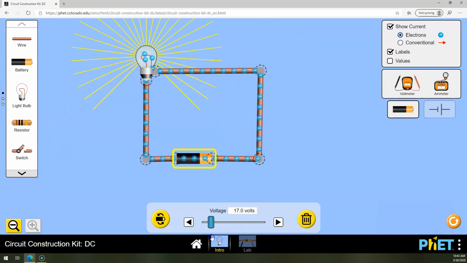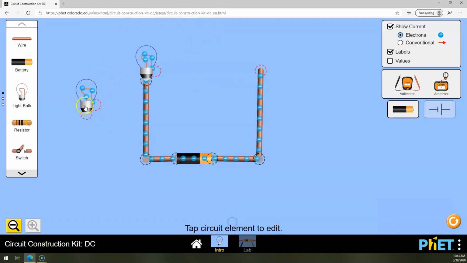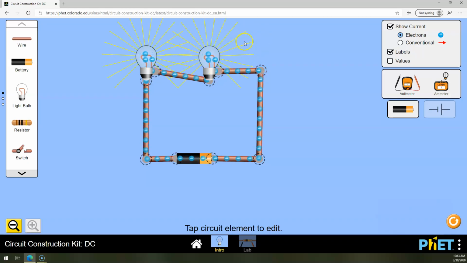Okay, so now we've got these flowing charges going around. Well, what if I wanted to add another light bulb? And let's first do this. Let's look at the brightness of this light bulb. And let's compare it to if I put 2 light bulbs in a row. So what I'm doing is I'm making it so that all of those charges have to flow through both light bulbs. You will notice actually that the light bulbs got a little bit dimmer.